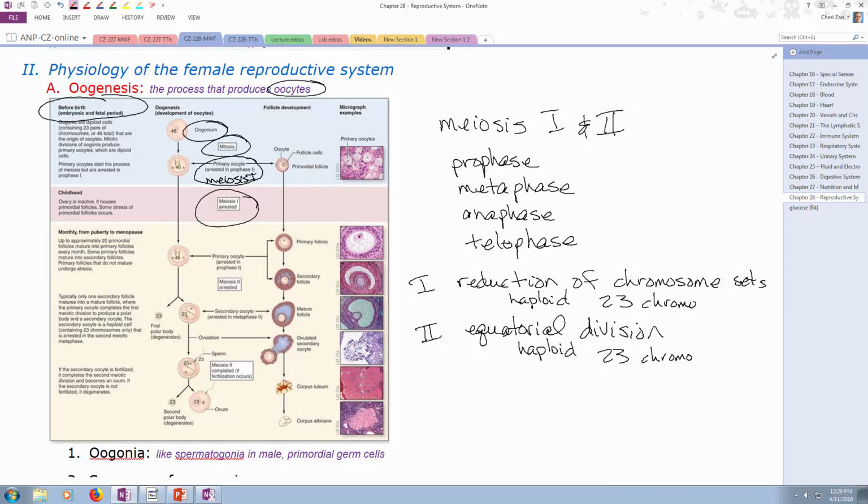Okay. Now puberty starts right here. And from puberty to menopause, women will experience monthly periodic recruitment to actually complete meiosis 1. And so here we have primary oocyte arrested in prophase 1, and you see now the term meiosis II arrested. Well, in order for meiosis II to be arrested, that means we had to complete meiosis I. When we complete meiosis I, we go from 46 chromosomes to 2 daughter cells with 23 chromosomes.